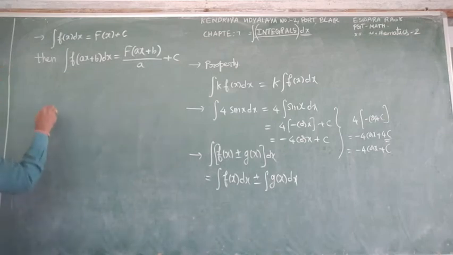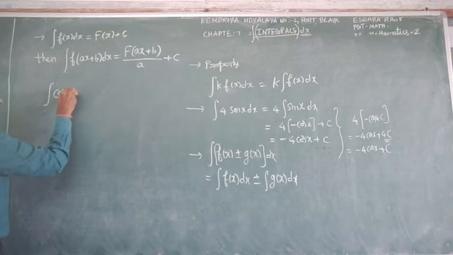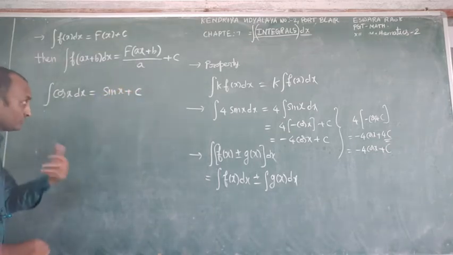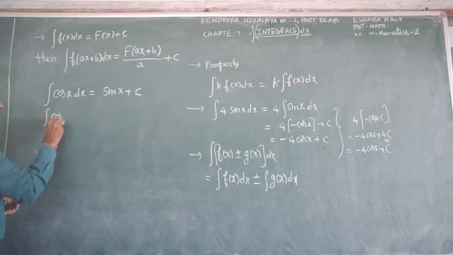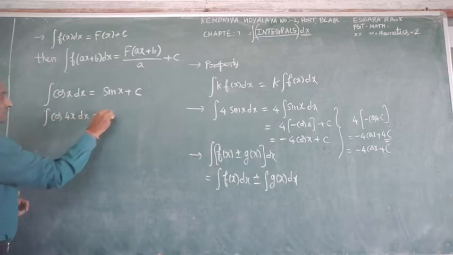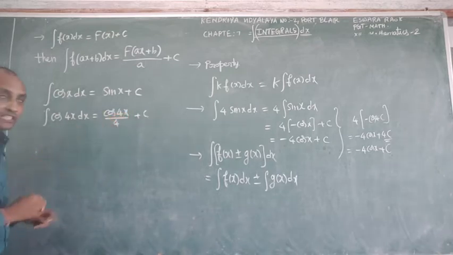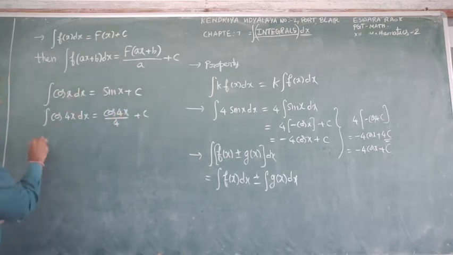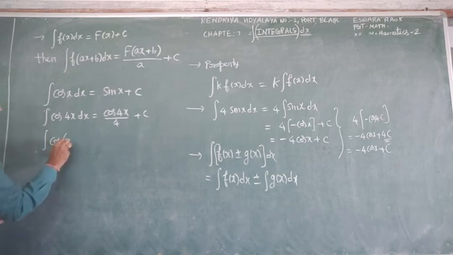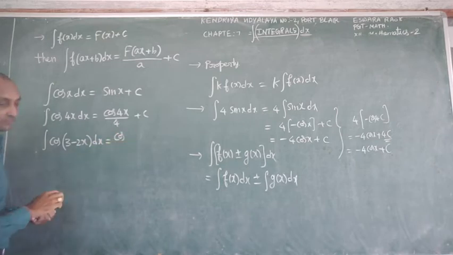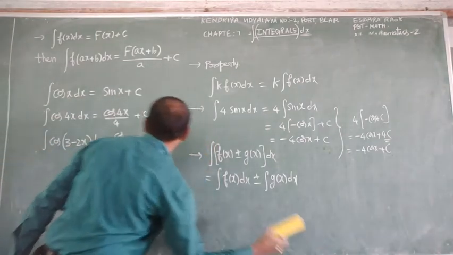So for example, see the question: integration of cos 4x. The integration of cos x into dx is sin x plus c, you see the formula. Then if it is integration of cos 4x into dx, what is our answer? Sin 4x by 4 plus c, because the x coefficient should be divided with the help of this formula. If it is integration of cos of 3 minus 2x into dx, it should be sin.